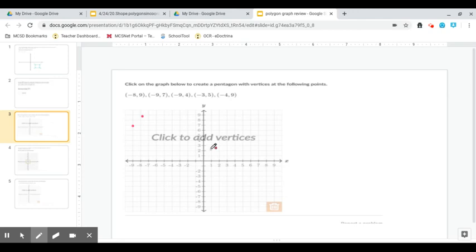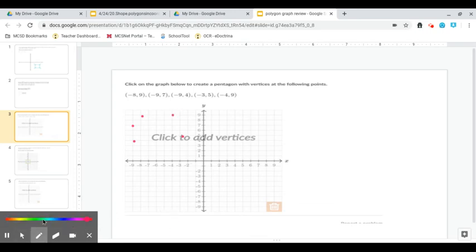Okay. Then we have 9 to the left, 2, 3, 4 up. And then we have 3 to the left and 5 up. 2, 3, 4, 5, right about there. And 4 to the left and 9 up. 4 and 9. So I have all those points.